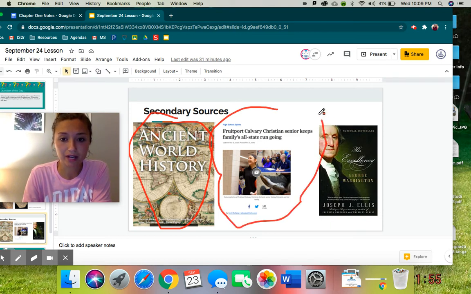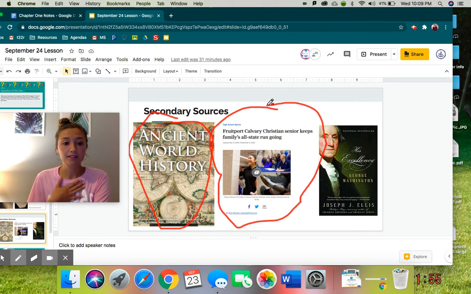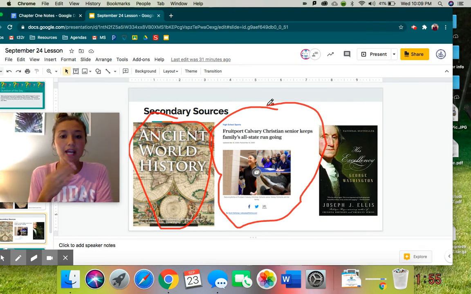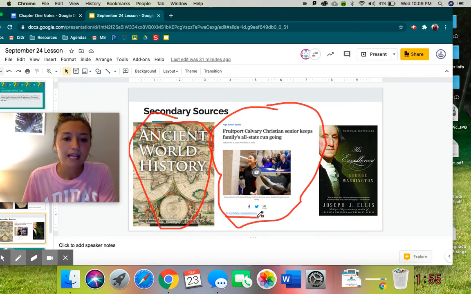Another example of a secondary source would be an article written by someone who was not at an event, okay? So here's a personal example. My sister played basketball at Fruitport Calvary Christian, and she had an article written about her last year when she was a senior there. You can't really see the name, but his name is Scott DeCamp down here at the bottom. He was a reporter for MLive, okay?